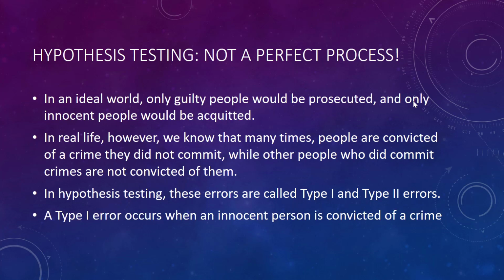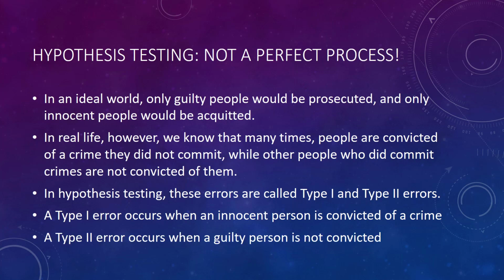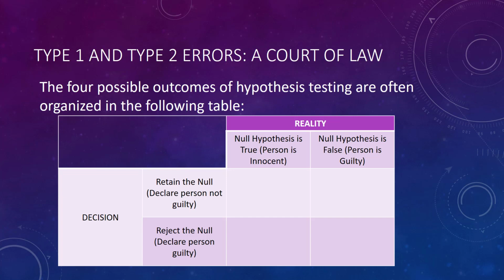A type 1 error occurs when an innocent person is convicted of a crime. A type 2 error occurs when a guilty person is not convicted. The four possible outcomes of hypothesis testing are often organized in the following table. Notice that the columns represent the reality of the situation. So in this example, the null hypothesis is true in reality, which would mean that the person is innocent.